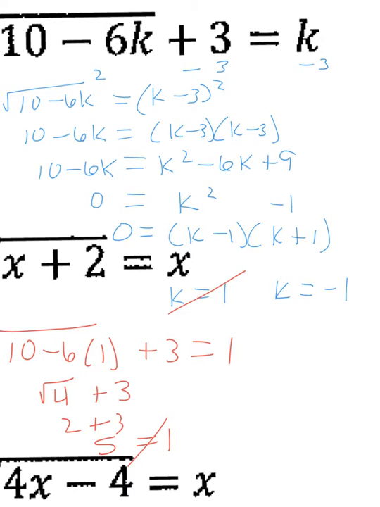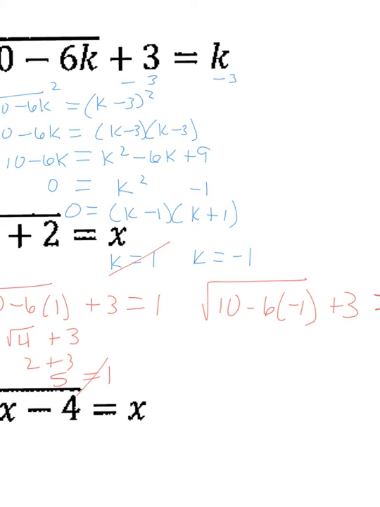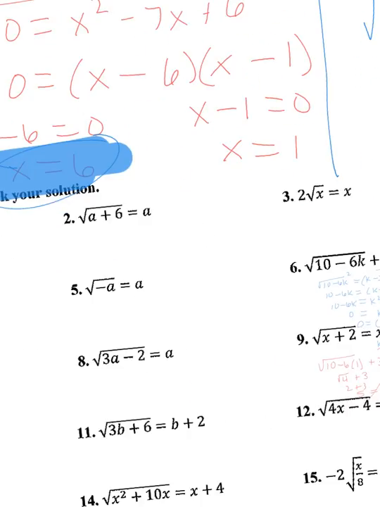Okay, so then we go to the next one. So we've got the square root of 10 minus 6 times negative 1 plus 3, and that's going to equal negative 1. So we're going to end up with the square root of 16 plus 3 equals negative 1. So when I look at that, I know that there is no way that this guy right here is going to give me a negative 1. So this answer also does not work. So if you get two answers and nothing works, then your answer is going to be no solution. Okay. All right, that concludes the notes for lesson 10.4.